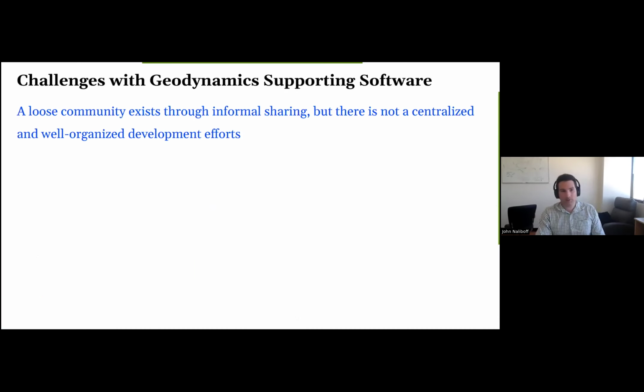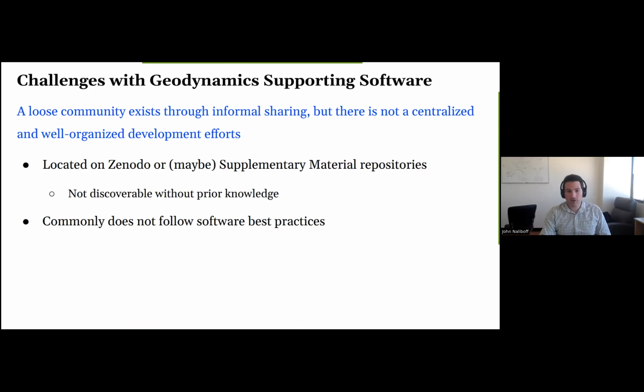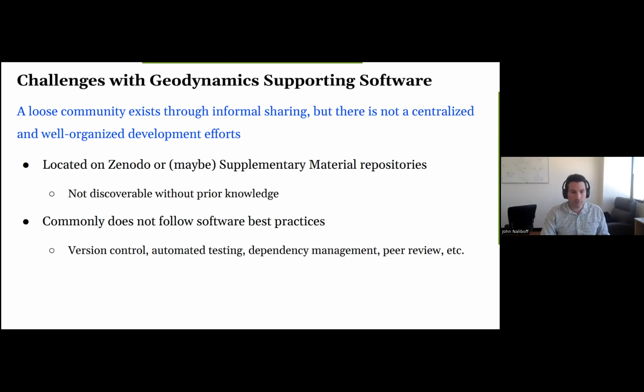So what are the challenges with this type of software? A loose community exists through informal sharing, but there's not a centralized and well-organized development effort. You might find the software on Zenodo or maybe supplemental material repositories after the work has been published, but it's not necessarily discoverable without prior knowledge. This type of software commonly doesn't follow software best practices, or it might only follow some elements of them. This includes things like version control, automated testing, dependency management, peer review, et cetera. And it's often difficult to extend and reuse with similar geodynamic software.